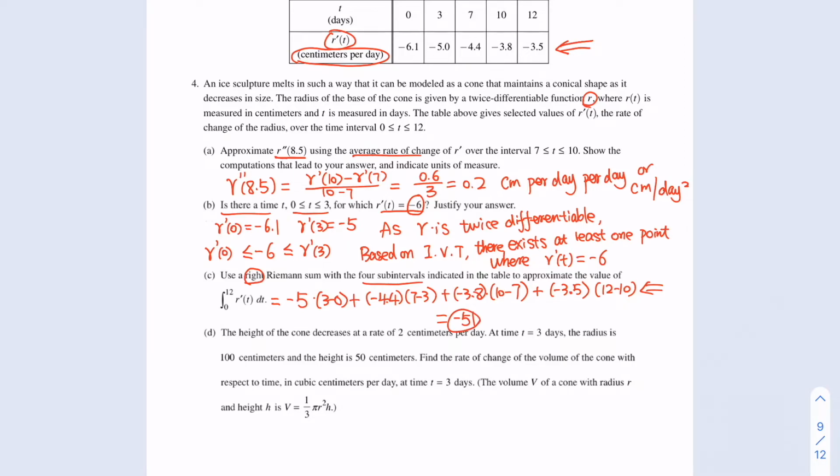Part D, the height of the cone decreases at a rate of 2 centimeters per day. So this is a related rate problem. At t equals 3, r is 100 and h equals 50. Find the rate of change, so we are looking for dV over dt. And the volume equation is given here. So volume is 1/3 pi r squared h. So dV over dt equals 1/3 pi times, product rule here, 2r times dr over dt times h plus r squared times dh over dt.